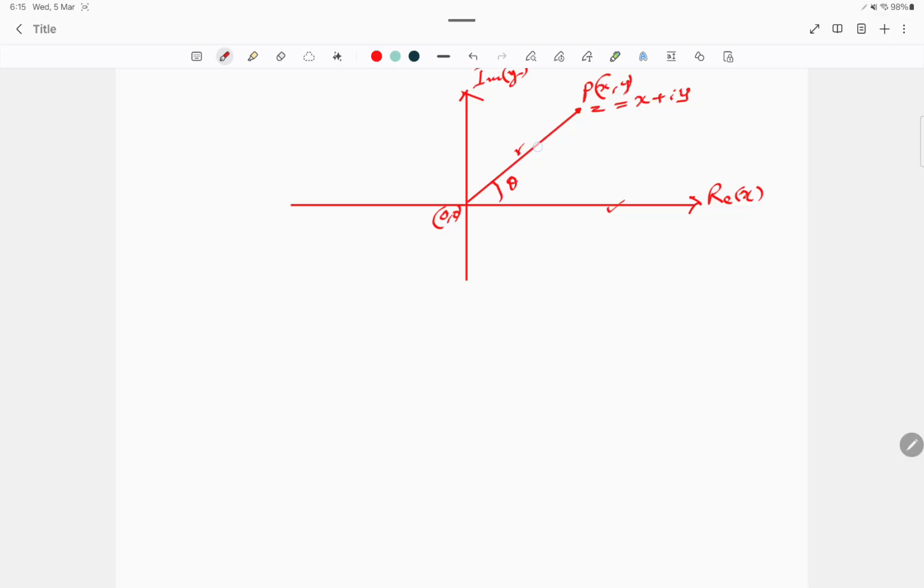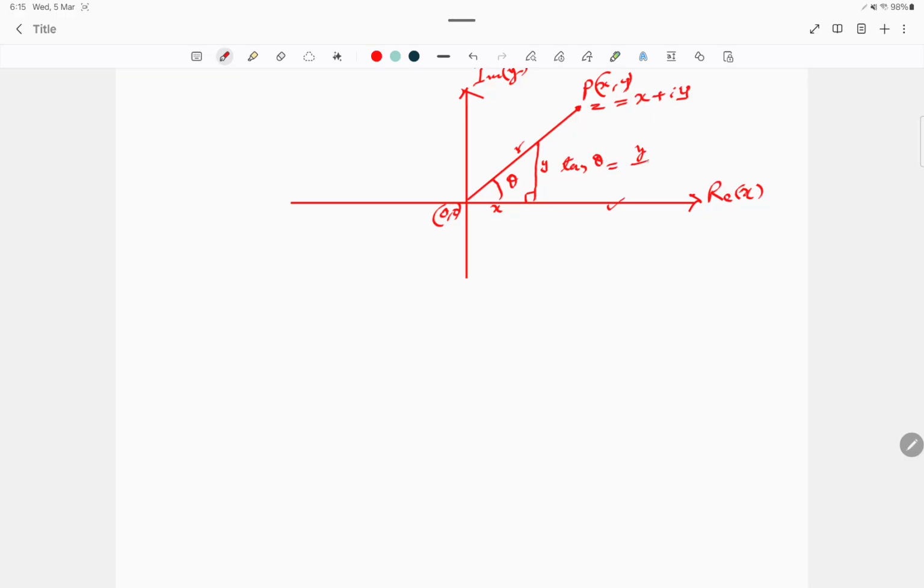So in this case, if we draw a perpendicular line, this will be y, this will be x. So we have tan theta equals y by x. This implies that theta equals tan inverse of y by x. So this is the argument of the complex number z.